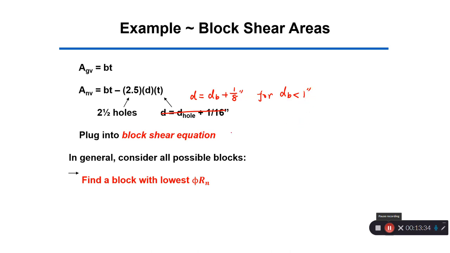Okay, and then after we get the areas, we plug them into the block shear equations. And in general, in some cases, there is more than one possible failure block. Then we have to identify the block with the lowest phi Rn. Right? The lowest phi Rn defines our block shear strength.